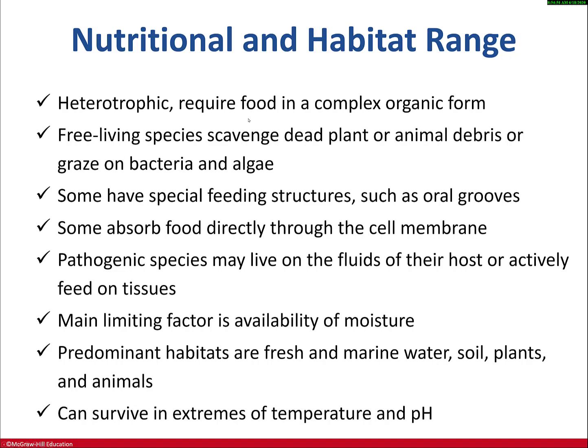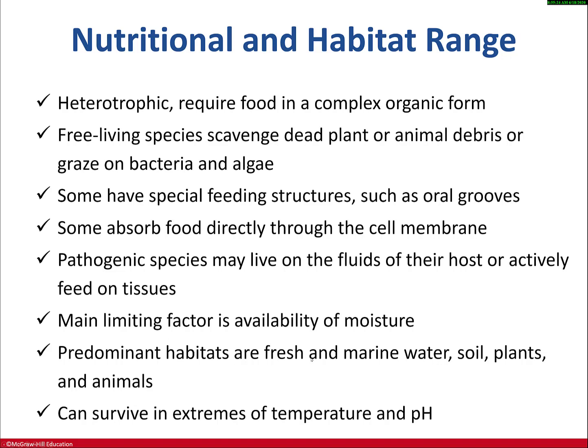Heterotrophic, they require food in complex organic form. Free living, it can scavenge dead plants or animal debris. It grazes on bacteria and algae. They have those oral grooves that have the hairs that sort of pump. And they absorb food directly through the cell membrane. Pathogenic species may live on the fluids of their host, or actively feed on tissues. The main limiting factor is availability of moisture. They do desiccate.